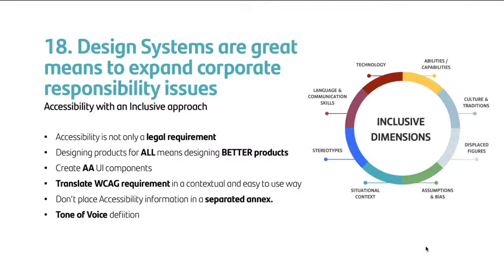18, design systems are a great means to expand corporate responsibility issues. So accessibility is, for example, in Europe with the new European Accessibility Act, that is going to have accessibility standards. It's not just a recommendation, but a legal requirement. Therefore, accessibility has to be a key element in your design system. In my opinion, designing products for all means designing better products. I mean, because at any time we can be disabled people.